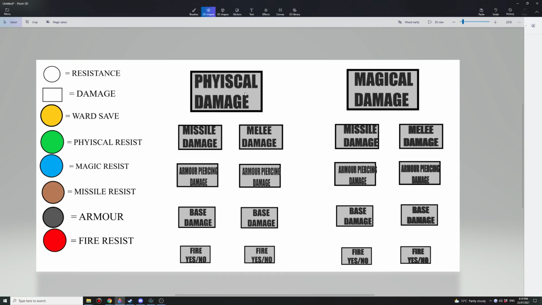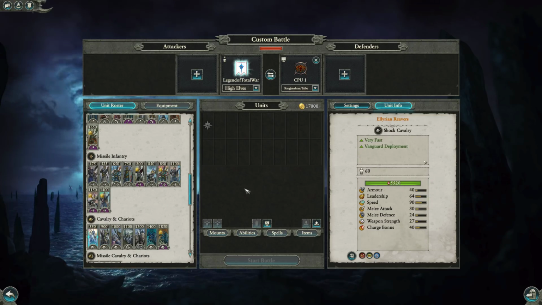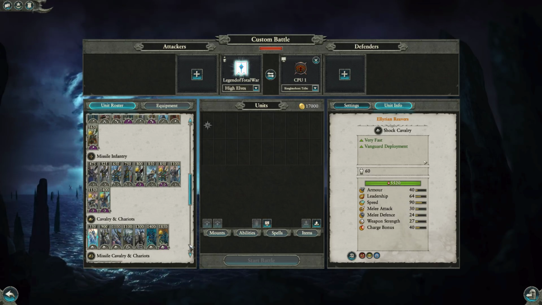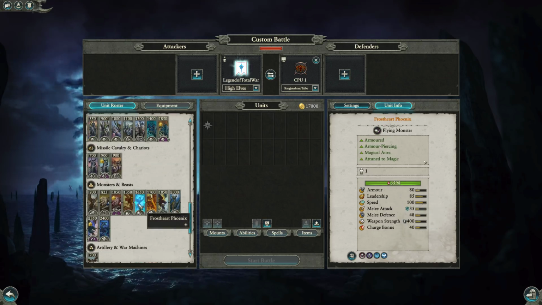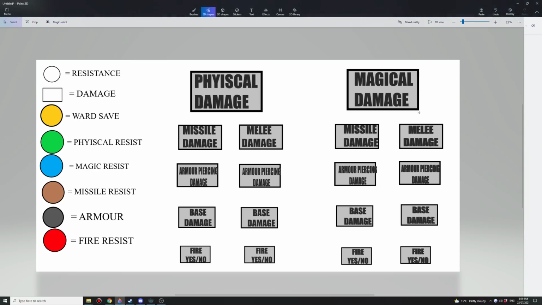Okay, so the next thing we want to find out is examples of physical damage and magical damage, and how to interpret it. If we have a look at the Illyrian Reavers as an example, this is a physical attacker because it doesn't have any other modifiers. But if we have a look at the Phoenix over here, we can determine that this unit does magical damage. Its attacks all fall under this umbrella because it doesn't have missile damage, so it would do magical damage, melee damage, armor piercing damage, base damage.